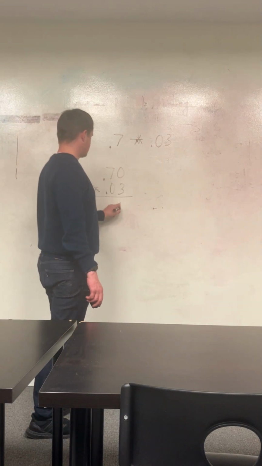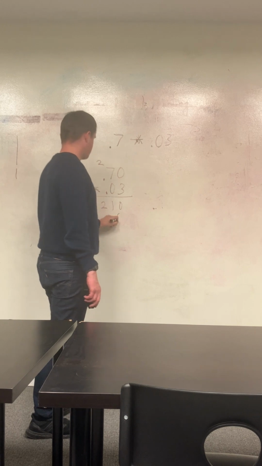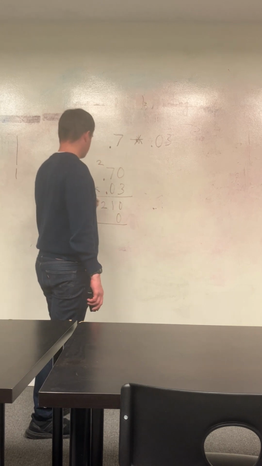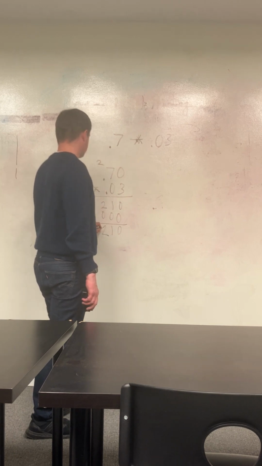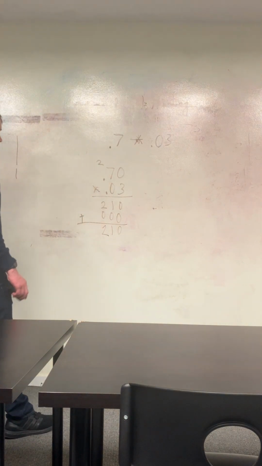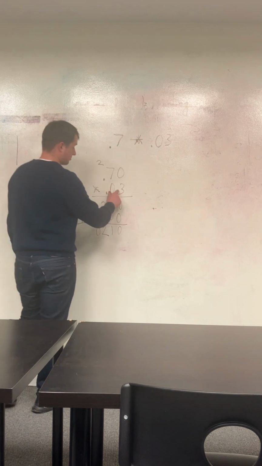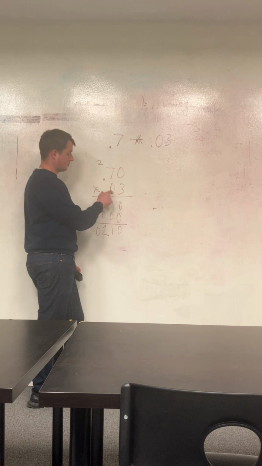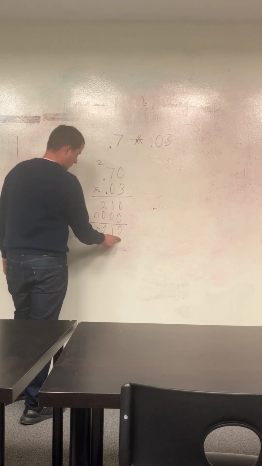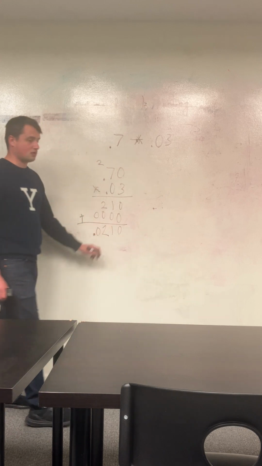3 times 0 is 0. 3 times 7 is 21. Now we put a placeholder 0 here. 0 times 0, now this is easy because it's just zeros. 0, 1, 2. And then technically there's a 0 here, so I'm going to write it here. Now we have to count how many are behind the decimal place here. So we have 1, 2, 3, 4. 1, 2, 3, 4. So we have 0.0210.